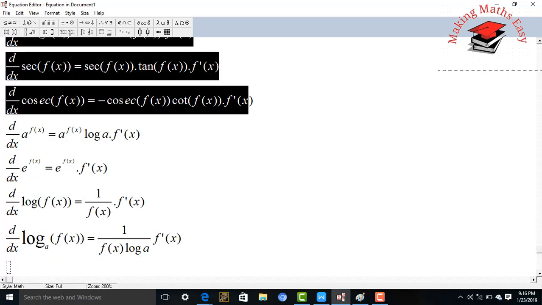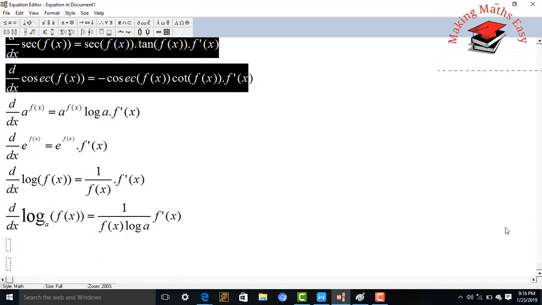Now come to the logarithmic functions. Let's understand the derivative of the exponential function. So we have the derivative of a raised to f of x. What is a raised to f of x? The derivative of a raised to f of x is equal to a raised to f of x log a into f dash of x. So in this case it is the same as the limit we have studied in the previous chapters. So the derivative of a raised to f of x is equal to a raised to f of x log of a into f dash of x.